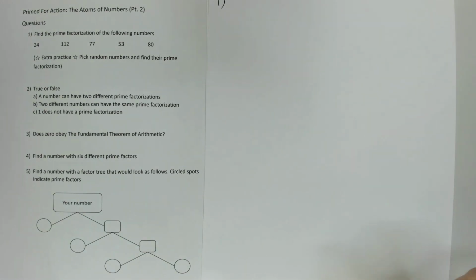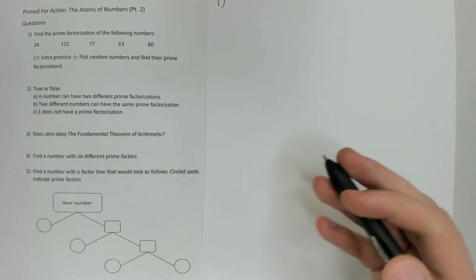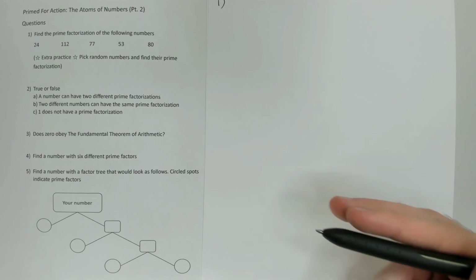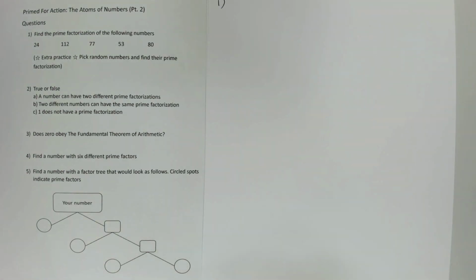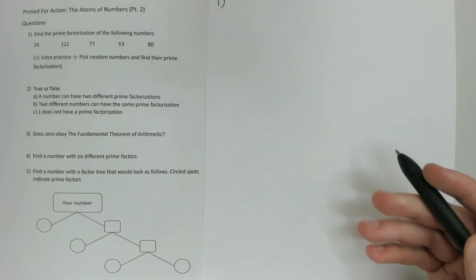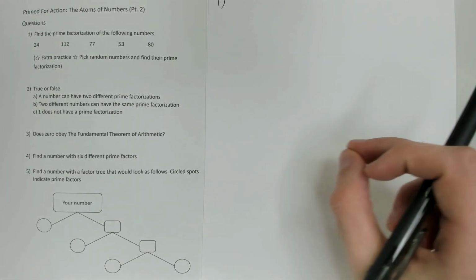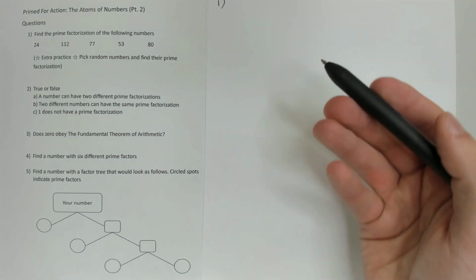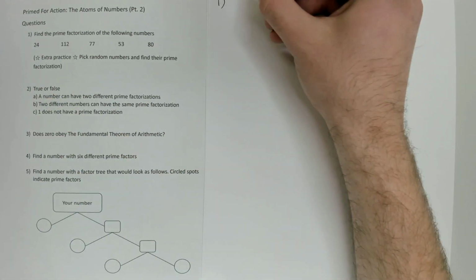Alright, so the prime factorization was basically we started with a number and we figured out how we can split that number into the prime numbers that make up that number, right? Because the fundamental theorem of arithmetic stated that every single number can be broken down into this unique combination of prime numbers. So let's start with 24.